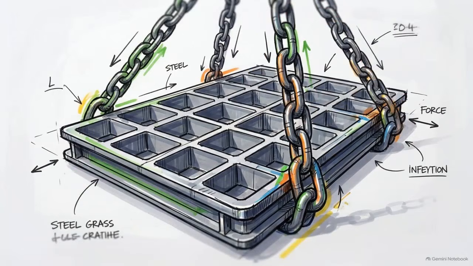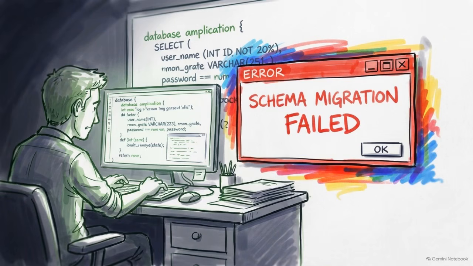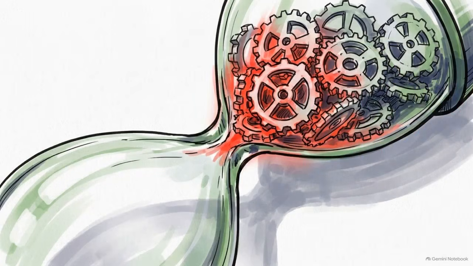Traditional relational databases like Postgres require you to define rigid table structures up front. Every time your application's data requirements evolve, you have to execute a schema migration. That friction can quickly bottleneck a fast-moving development cycle.